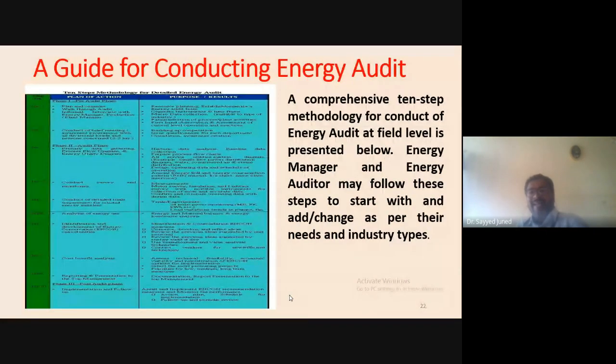So that is the guidance to conduct the energy audit. In this report, we mention the comprehensive 10 steps, what we can do, and the stages are presented in these 10 stages.